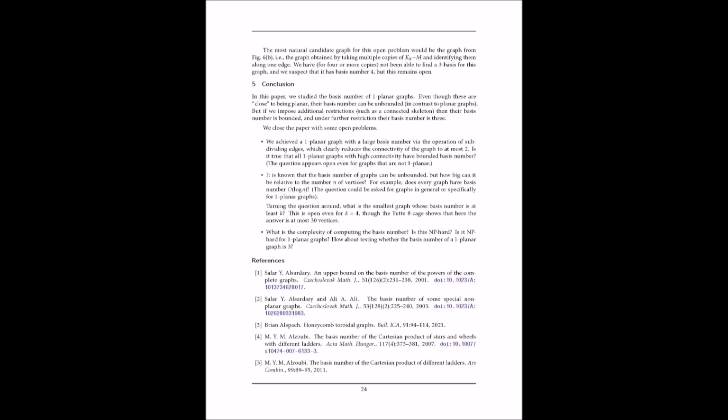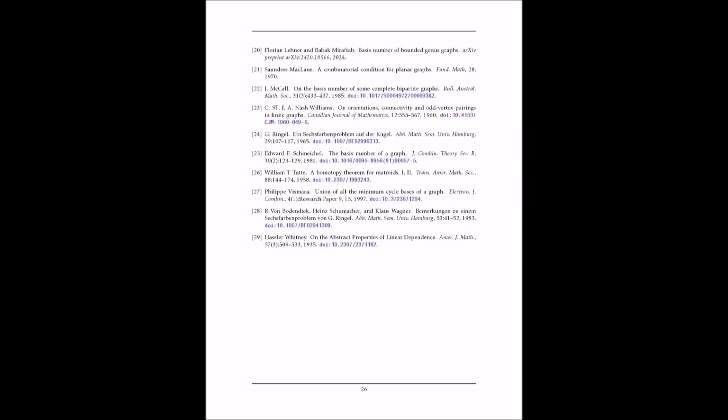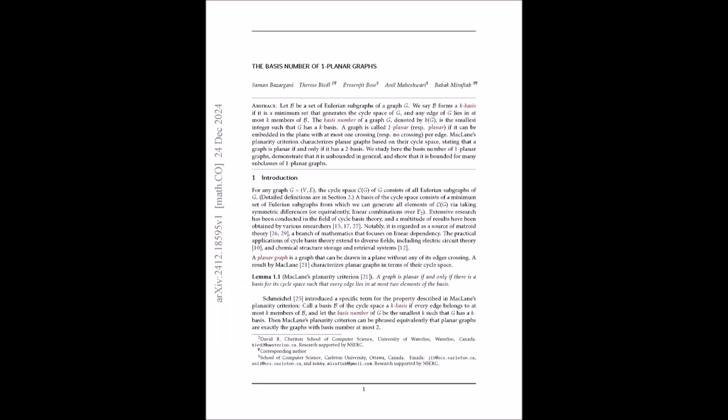All right, well, let's unpack these subclasses of one-planar graphs where the basis number is bounded. You mentioned graphs with connected skeletons. What makes them so special? The key insight here is that if the skeleton of a one-planar graph is connected, we can cleverly decompose the graph into 2 planar subgraphs. Hold on. How do we get 2 planar graphs from a single one-planar graph?